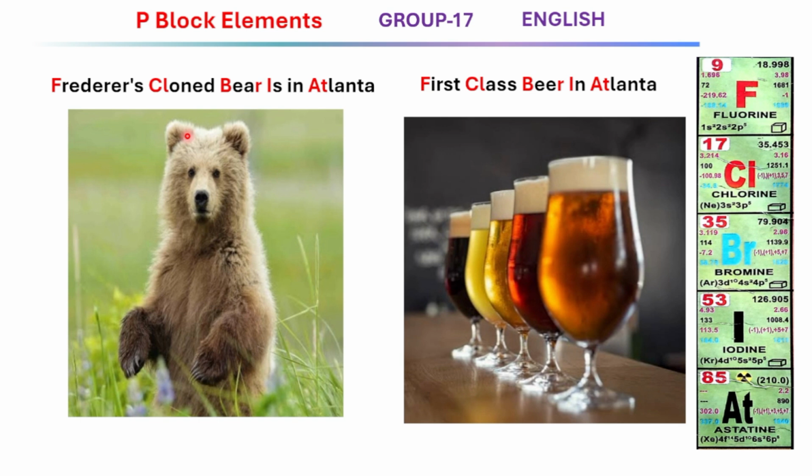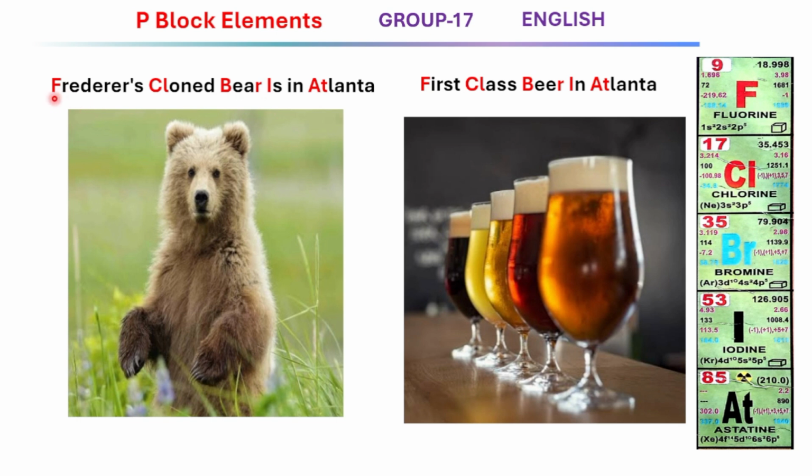Where is he keeping it? He cannot keep it at his home, so he is keeping it in Atlanta. That's why Federer's cloned bear is in Atlanta, because he cannot keep it at home, right? Then the bear will eat all the housemates. So that's why Federer has cloned a bear and is keeping it in Atlanta. So you have to remember: Federer's cloned bear is in Atlanta.